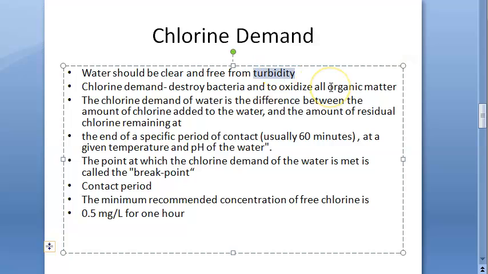Why do you think there will be turbidity? Turbidity usually will be presence of inorganic particulate matter. Why can't it be organic? Not sure.